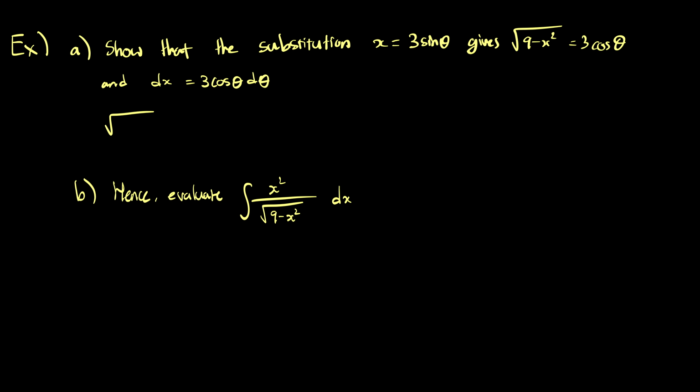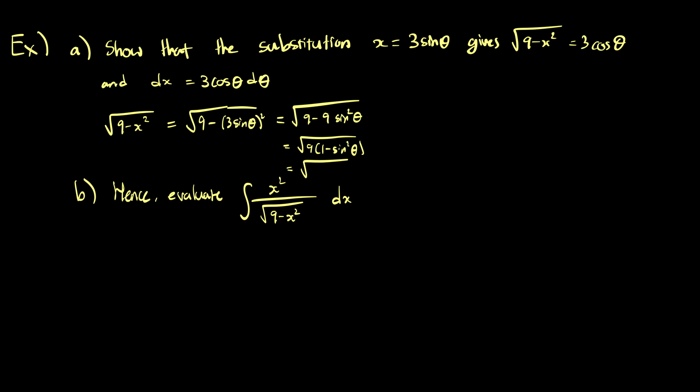All we have to do is substitute x as 3 sine theta, so this becomes the square root of 9 minus (3 sine theta) squared, which equals the square root of 9 minus 9 sine squared theta. This is equal to the square root of 9 times (1 minus sine squared theta), which turns into the square root of 9 cos squared theta, and that equals 3 cos theta. So that proves that right there.